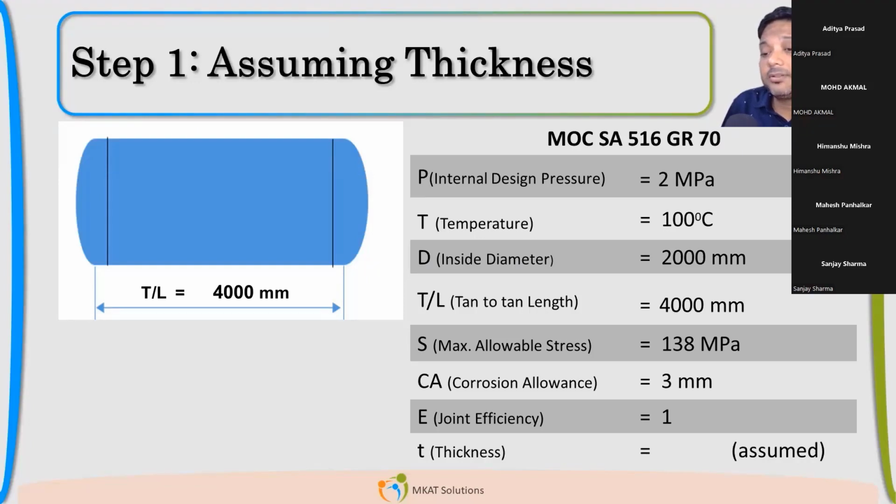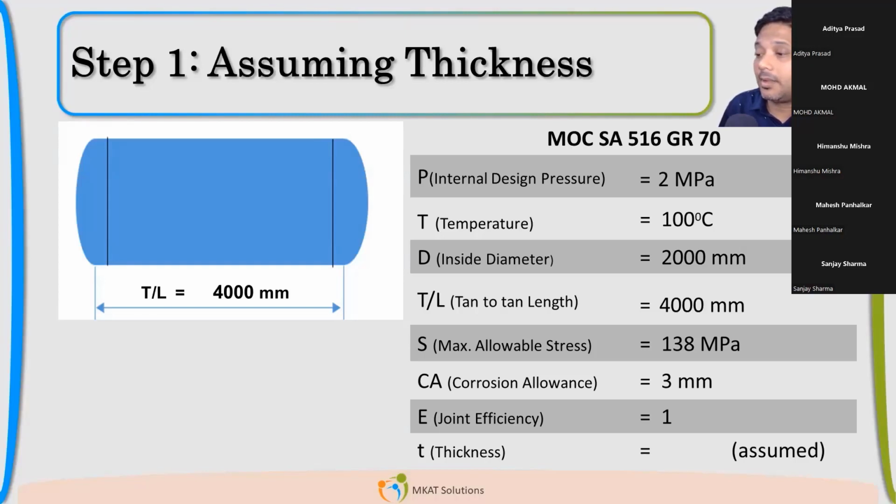So the design pressure, which is internal design pressure, is 2 MPa. The temperature is 100 degrees Celsius, inside diameter 2000 mm, tan to tan length 4000 mm. If we know the material, we can get the allowable stress. From where? Tell me in the chat box. From where should we find this allowable stress?